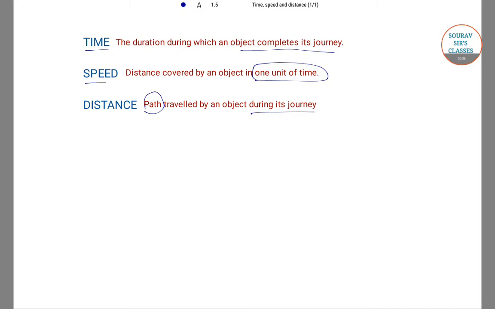The relationship between time, distance and speed is given by distance, which is denoted by d, is equal to speed into time. S denotes speed and t denotes time. So distance is equal to speed into time. Now if we keep speed as constant, then distance is directly proportional to time when speed is constant.